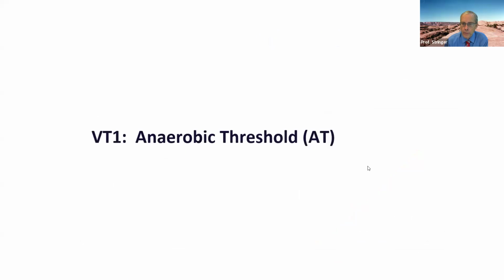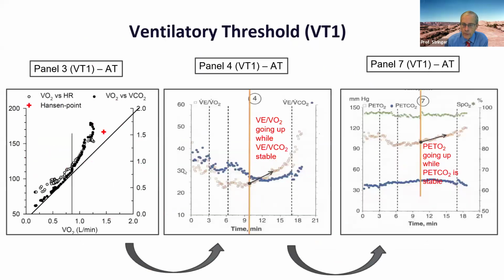And then we talked about the gas exchange manifestations of a ventilatory threshold, meaning the ventilatory equivalent for oxygen goes up when the ventilatory equivalent for CO2 remains stable, and the end tidal oxygen goes up when the end tidal CO2 is stable. What it means is ventilation is tracking CO2 output. Ventilation is not tracking oxygen uptake, and that's why the two differ.